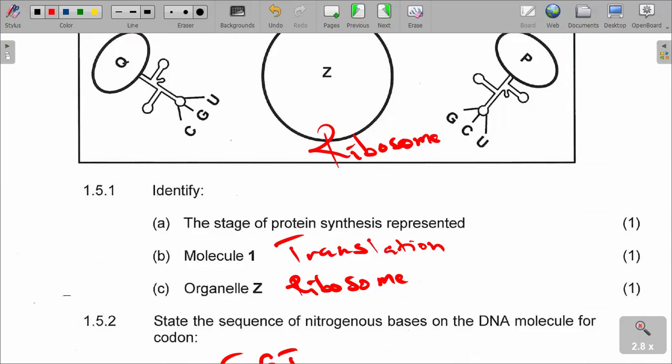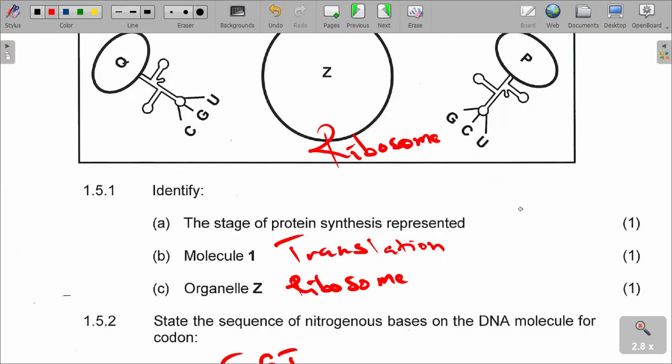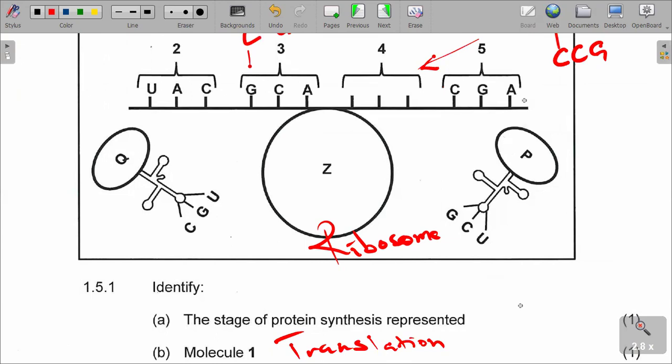So we need to understand, with the amino acid that is coded for by codon 5, it is supposed to mean that it has a sequence of CGA, and then we need to find which amino acid, P, Q, R or S, is attached to the transfer RNA with the complementary anticodon.